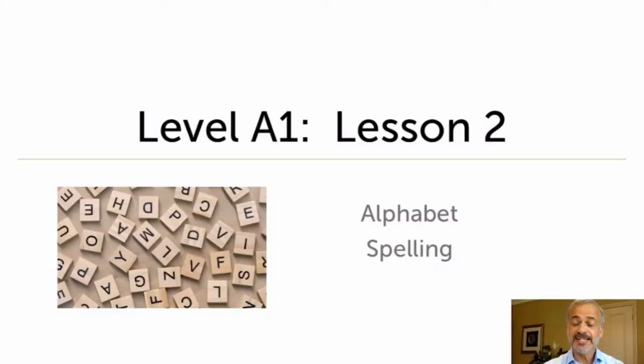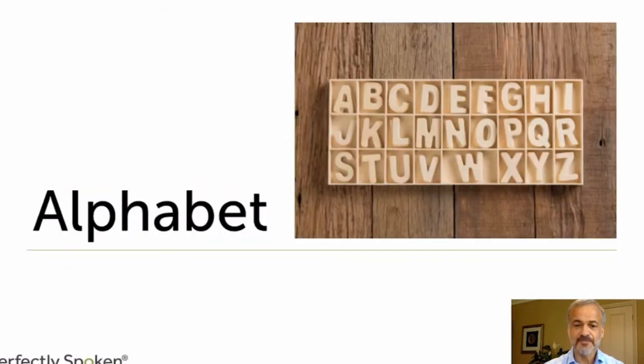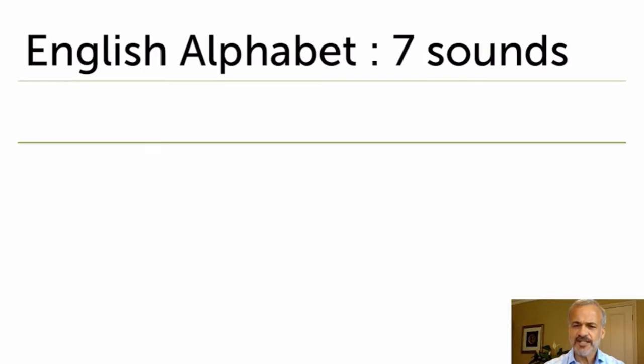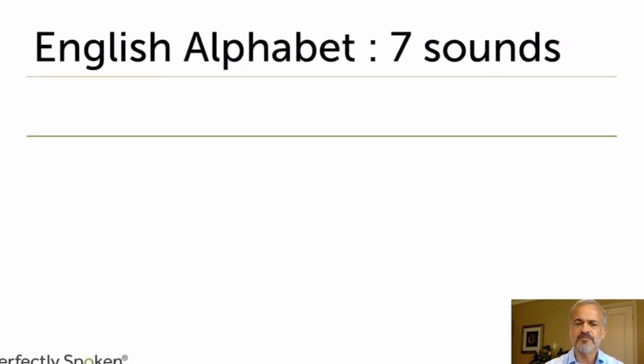Today, this is lesson 2 and we are going to learn the alphabet in English and we are also going to practice some spelling. So first, let's look at the alphabet. In English, there are 7 important sounds you need to learn. So I want you to listen and to practice, repeat the sounds after me.